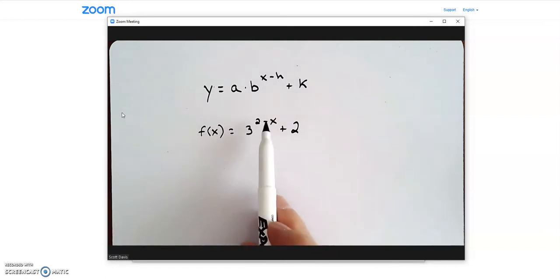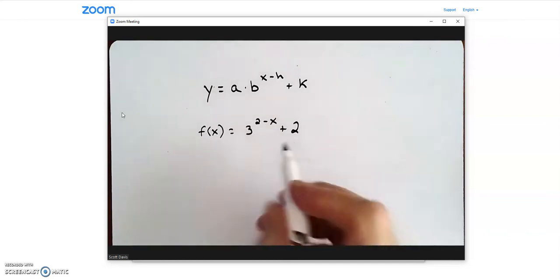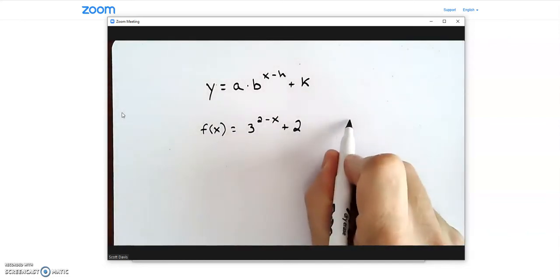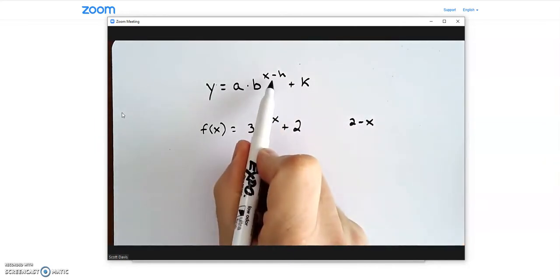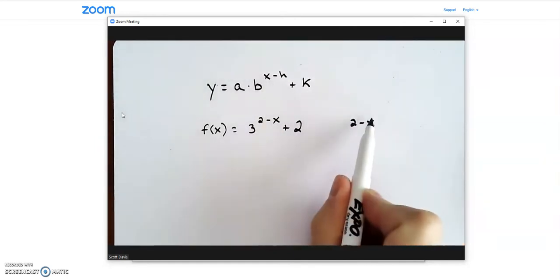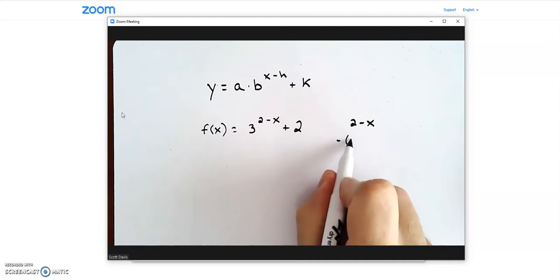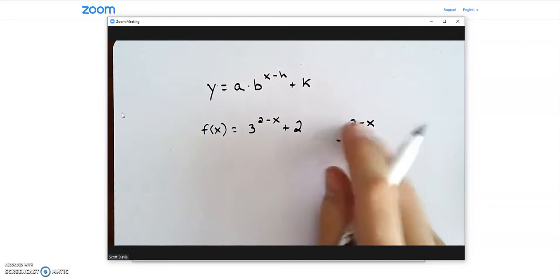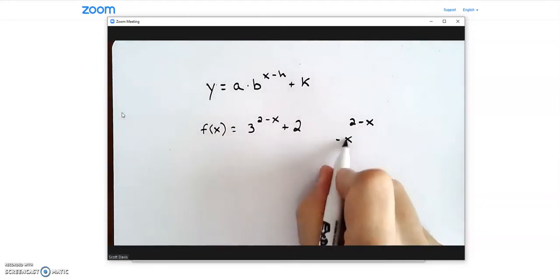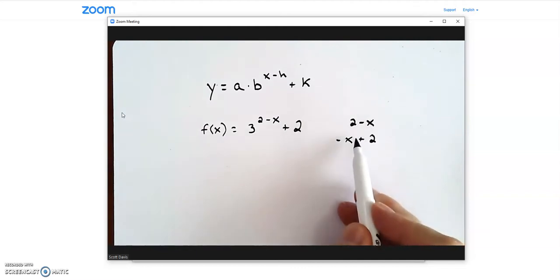This we have to tweak a little bit, and this is a +2, so we're going to be shifting up 2. So let's take a look at this, and we have to tweak this to make it look more like that. We want to put the x first, and we need it to be a positive x. So when we shift this, we're going to have a negative x +2. That is our first thing that we're going to do. We're just rearranging the order on this.